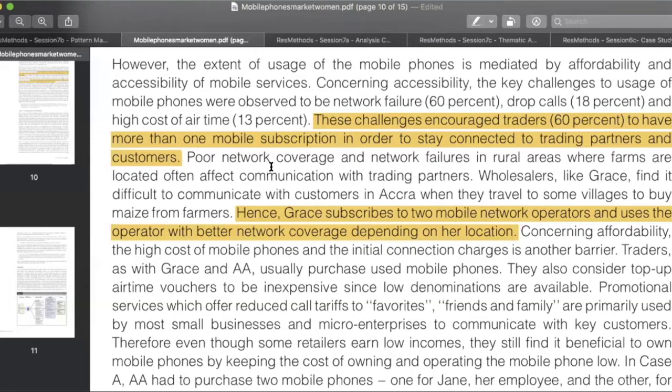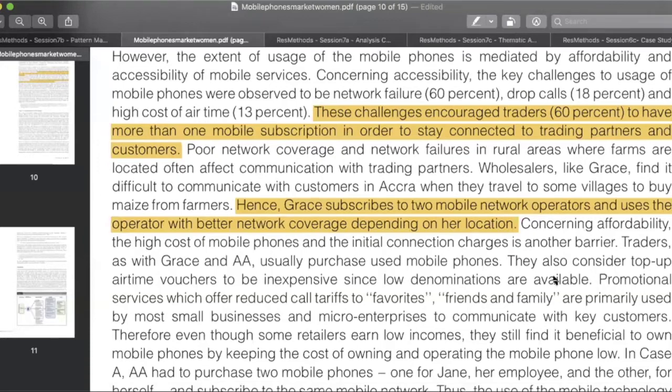Hence, wholesalers like Grace find it difficult to communicate. Grace is one of the cases, the maize retailer, so keep that in mind. She finds it difficult to communicate with customers in Accra when she travels to some villages to buy maize from the farmers. Hence, Grace subscribes to 2 mobile network operators and uses the operator with better network coverage depending on her location.